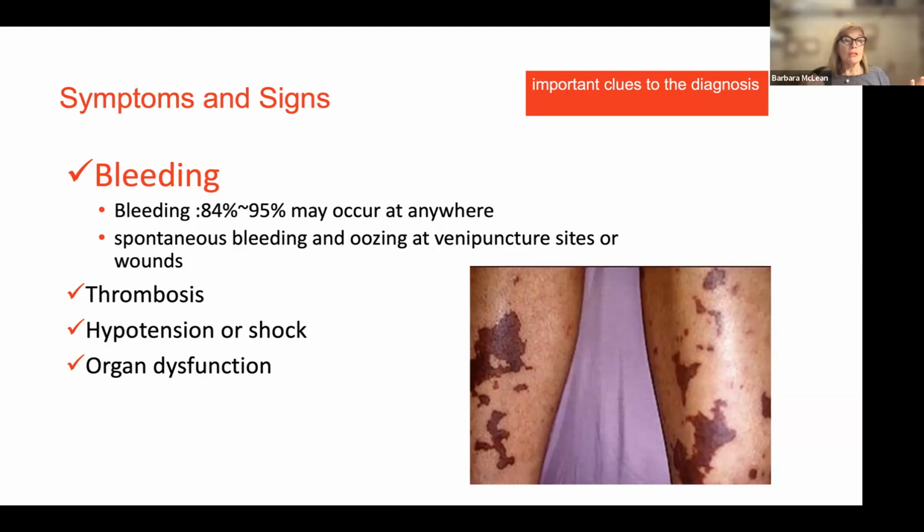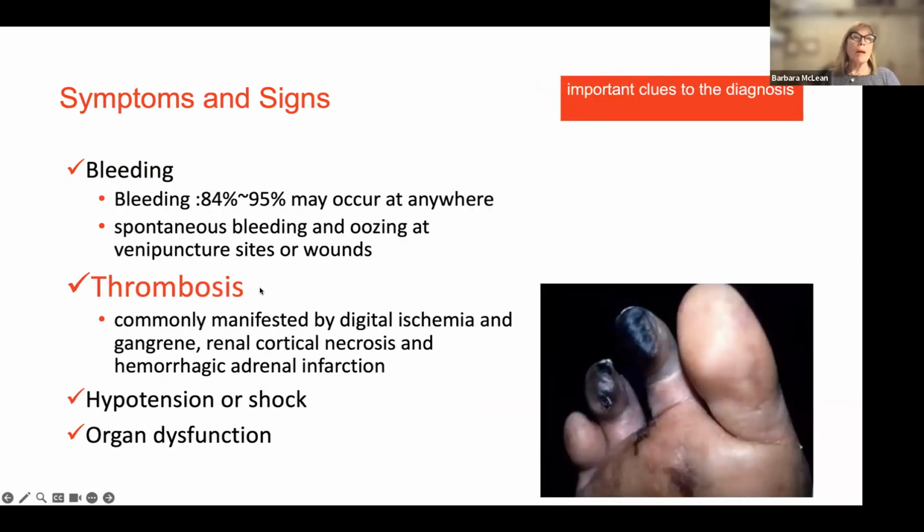Now, what else you're going to see is, of course, thrombosis, hypotension, shock, and organ dysfunction. So thrombosis, remember, in acute DIC is that second event. It may actually occur close to the same time, but you're not going to see significant signs and symptoms of thrombosis like you see bleeding. I did a blood draw, you're bleeding. I might not see thrombosis until I start to see digital ischemia.